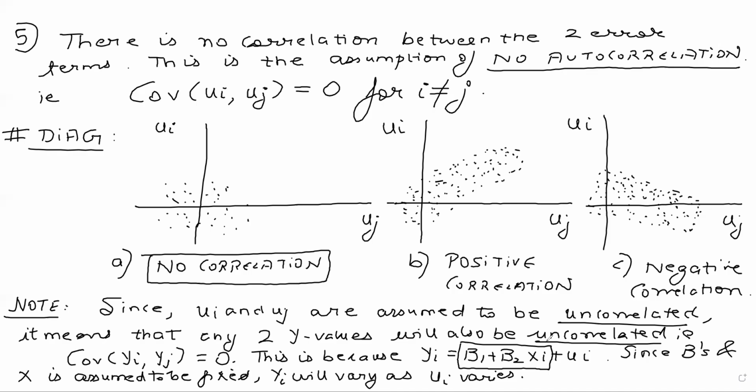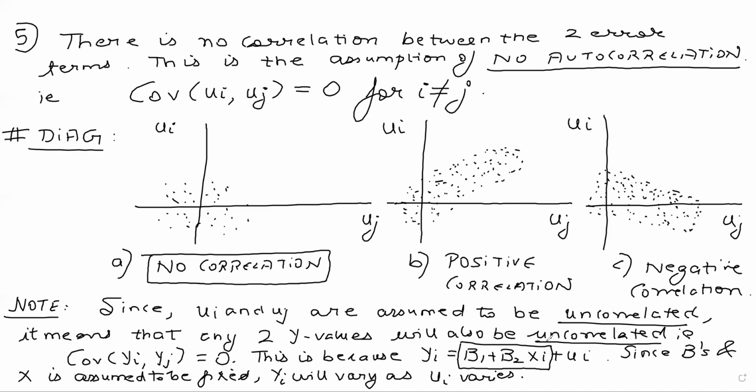So if you look at the diagram, only the first diagram is valid, where ui and uj have no correlation. In the second diagram, you can see there is a positive trend, which means there is positive correlation. In the last diagram, you can see that there is a downward trend, so there is negative correlation.